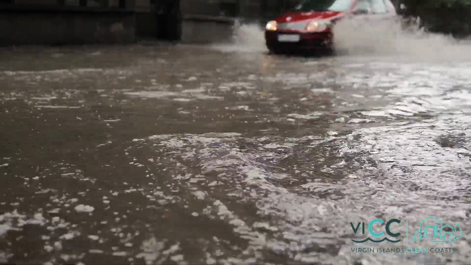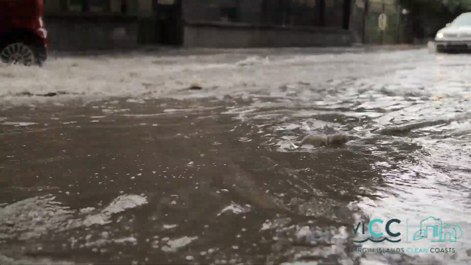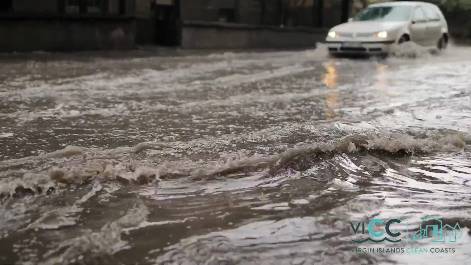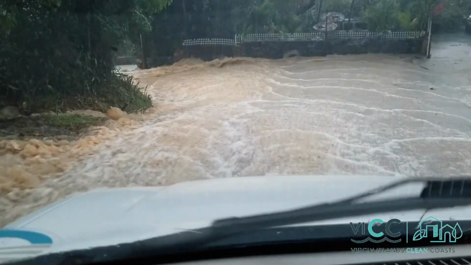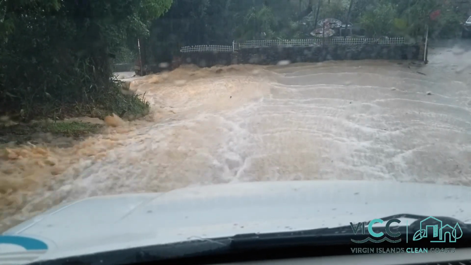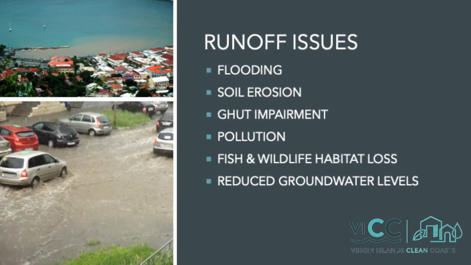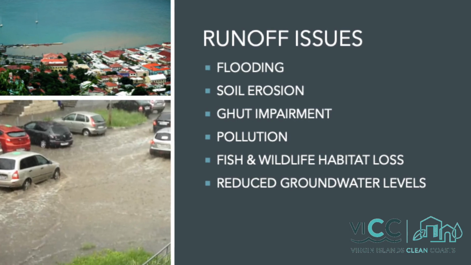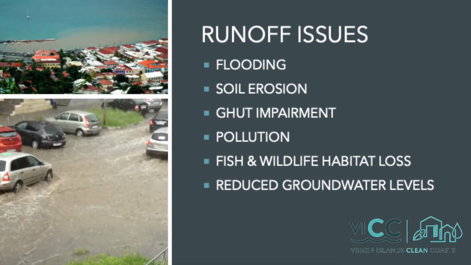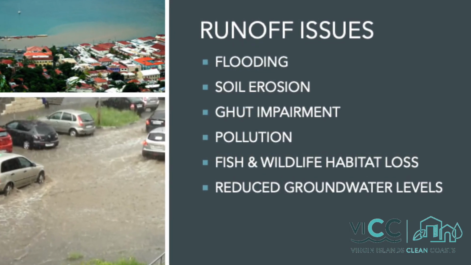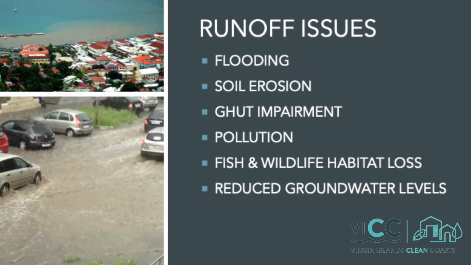The good thing about stormwater is that it fills our cisterns and irrigates our plants and crops. The challenge is when we have a lot of rain and stormwater collects and flows as runoff to another location. While runoff is flowing downhill, it picks up pollutants along its path. This runoff can cause a number of issues such as flooding, soil erosion, gut impairment, pollution, fish and wildlife habitat loss, and reduced groundwater levels.